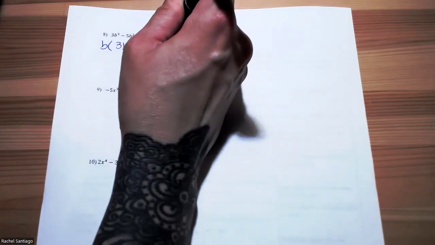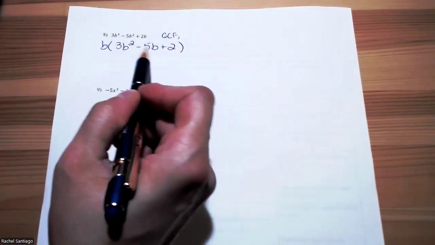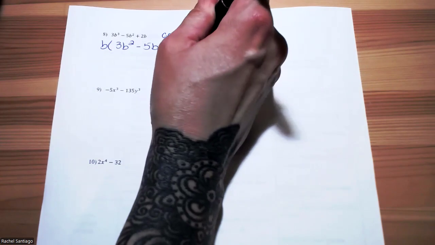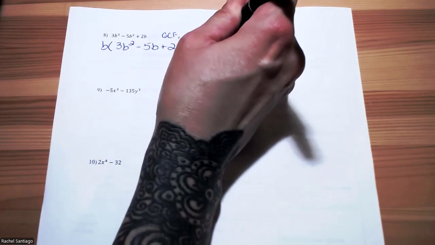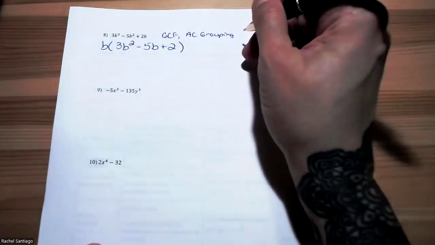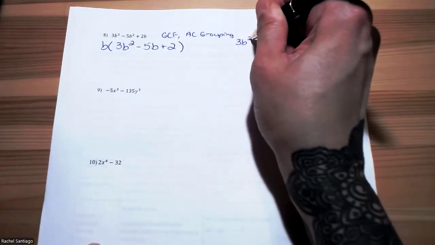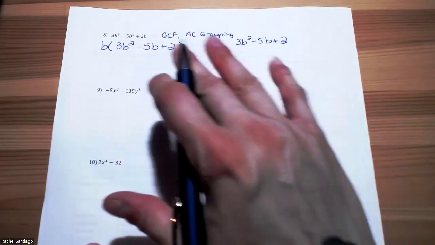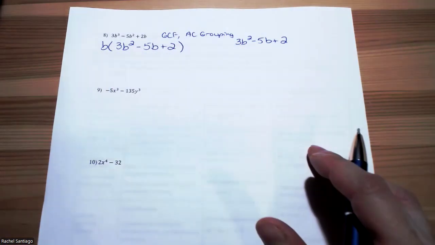So the first thing I did was GCF. That's cool. But now I have a trinomial whose leading coefficient is greater than 1. I got to use AC grouping. And because I don't have a ton of space here, I'm actually going to bring this trinomial over here, and I'm going to work through the process of AC grouping over here. That way I don't clutter up my space.